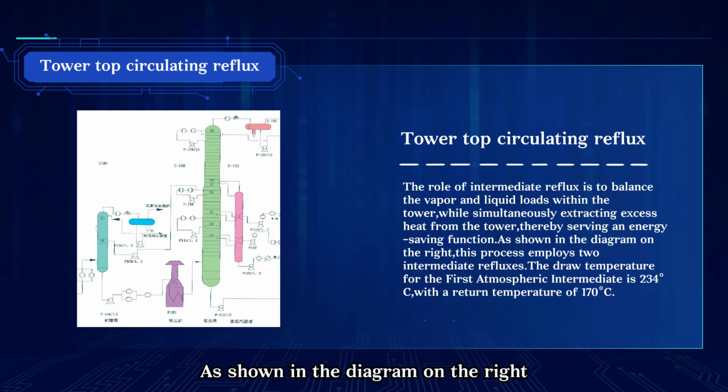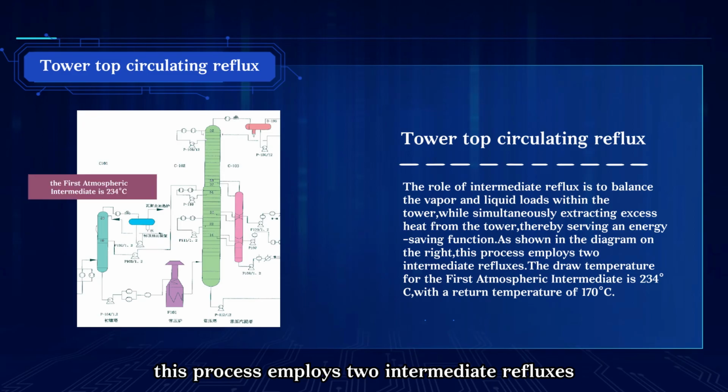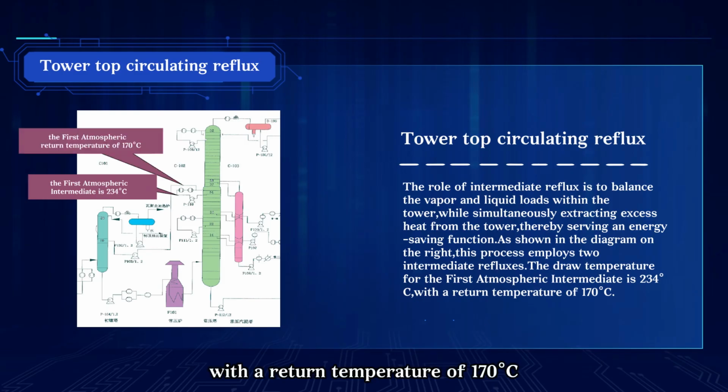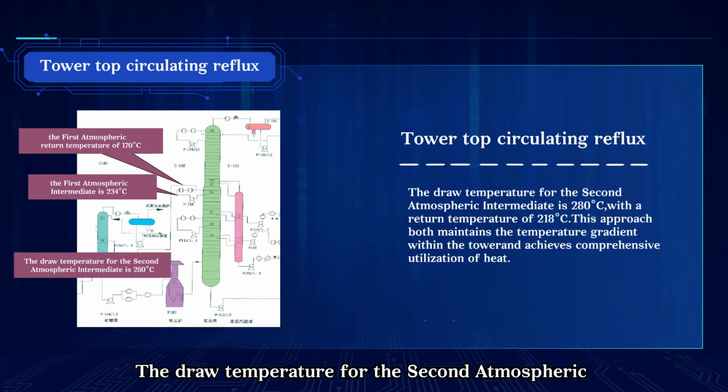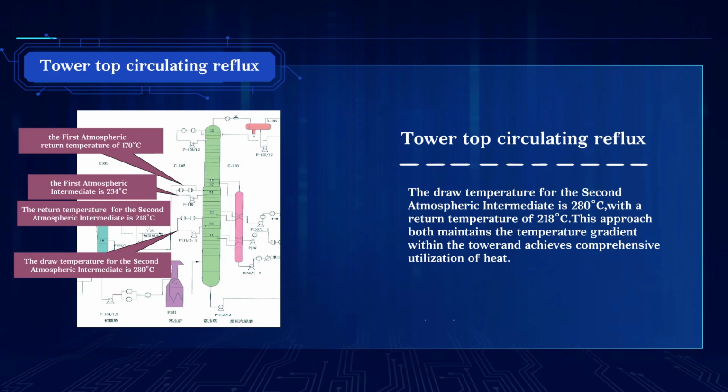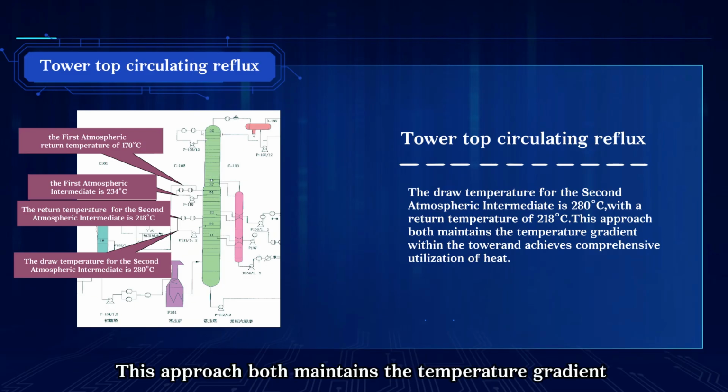As shown in the diagram on the right, this process employs two intermediate refluxes. The draw temperature for the first atmospheric intermediate is 234 degrees Celsius, with a return temperature of 170 degrees Celsius. The draw temperature for the second atmospheric intermediate is 280 degrees Celsius, with a return temperature of 218 degrees Celsius. This approach both maintains the temperature gradient within the tower and achieves comprehensive utilization of heat.